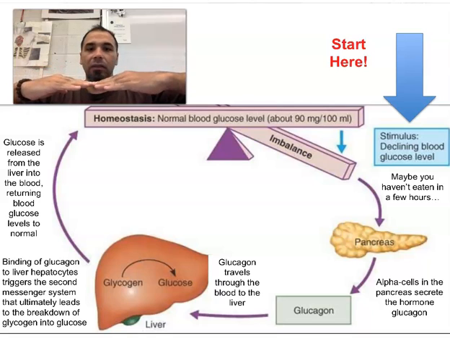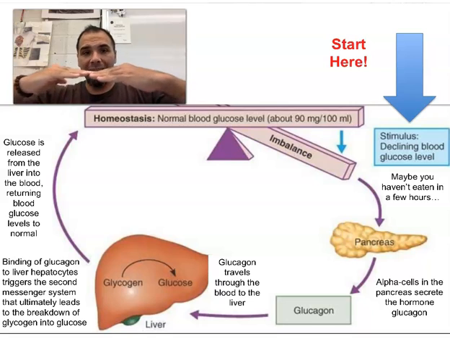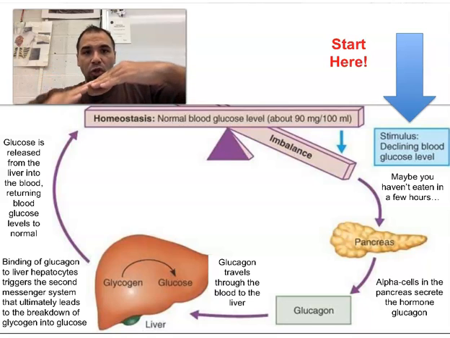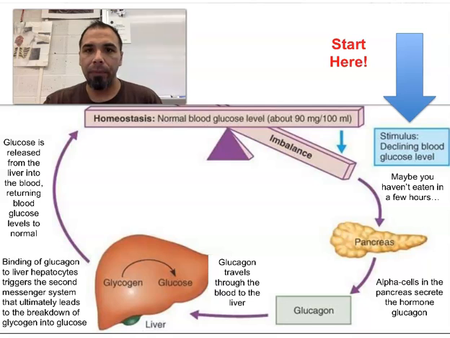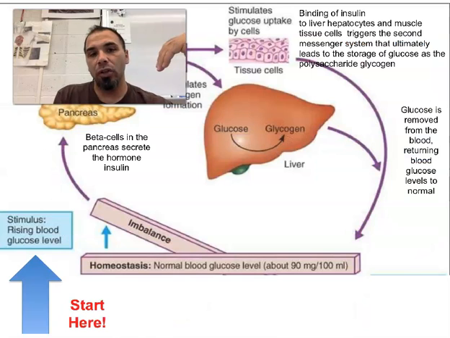So your body is constantly doing this. It's either constantly releasing glucose or storing glucose. This is an example of a negative feedback mechanism because you're trying to return to that set point. So glucagon is released when blood sugar is too low.